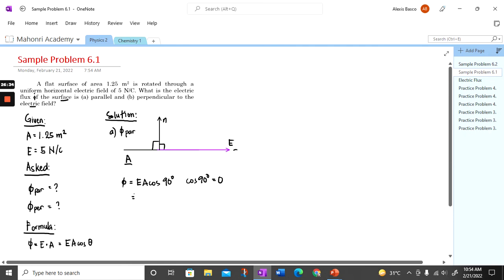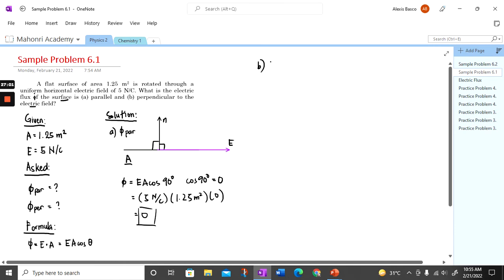Therefore, my electric flux is equal to 5 newtons per coulomb multiplied by 125 meters squared multiplied by 0. That is all 0. So that is my answer. My electric flux is equal to 0 if my surface and my E are parallel to each other.